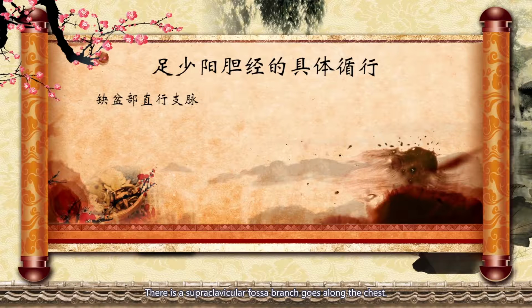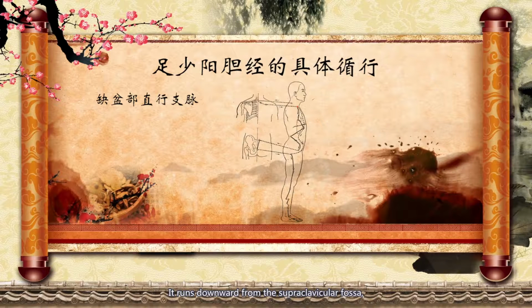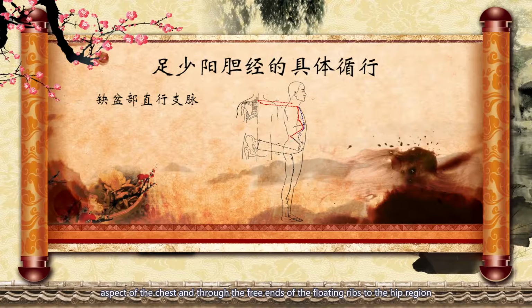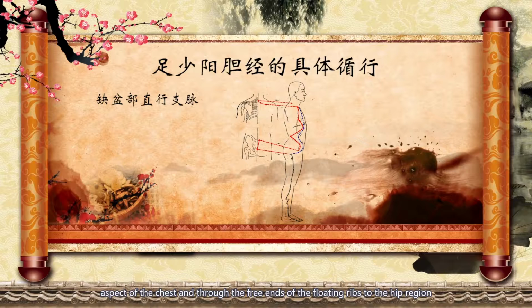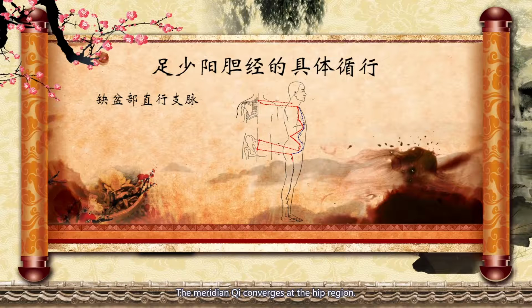This is the supraclavicular fossa branch, which goes along the chest. We call it the supraclavicular fossa branch. It runs down forward from the supraclavicular fossa, passes in front of the axilla along the lateral aspect of the chest, and through the free end of the floating ribs to the hip region, where it meets the previous branch. The meridian qi covered at the hip region.